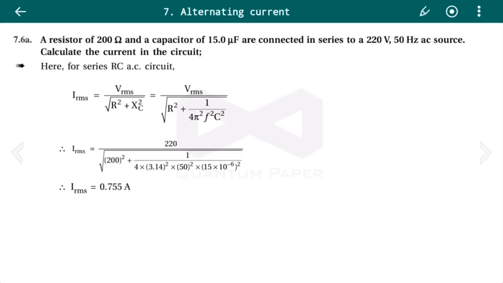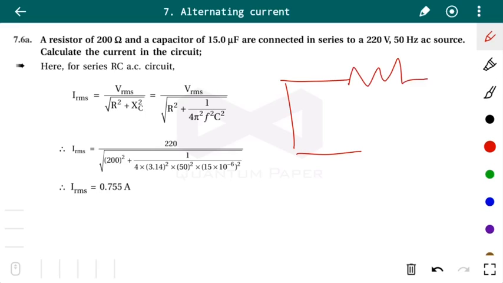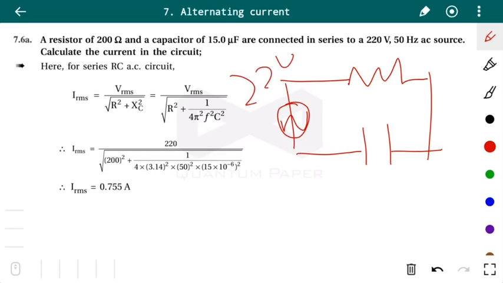A resistor of 200 ohm and a capacitor of 15 microfarad are connected in series to a 220 volt 50 Hz AC source. So as you can see over here, the circuit has a resistor which is connected in series with the capacitor, and it is connected to the AC source having 220 volt and 50 Hz.